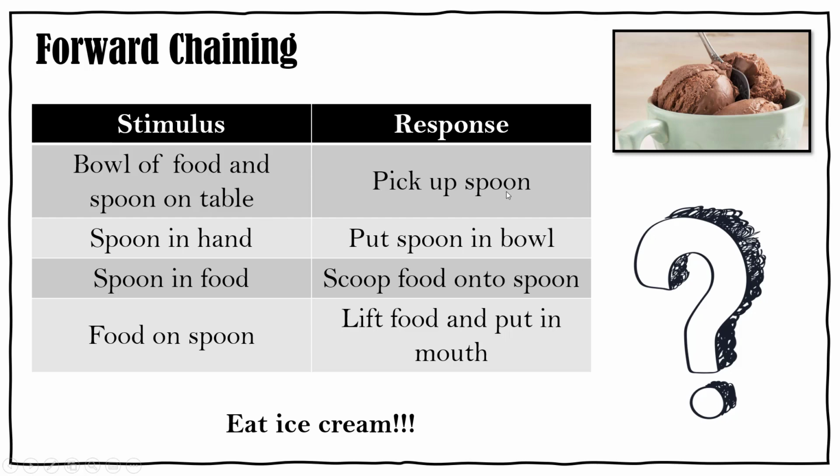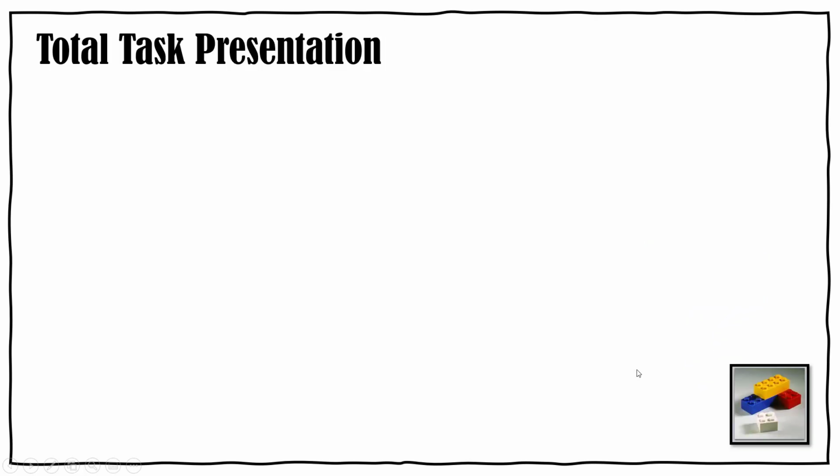Once they're reliably picking up the spoon, and you can do this different ways. I think most people, when they would do this, they would prompt this whole sequence, but then you would fade out the prompt for the first step. Once they're reliably picking up the spoon, so they pick up the spoon, you prompt them to put it in the bowl, prompt them to scoop it out, and prompt them to lift it and put it in their mouth. After they're reliably doing that on their own, you would prompt them to put it in the bowl, and so on.